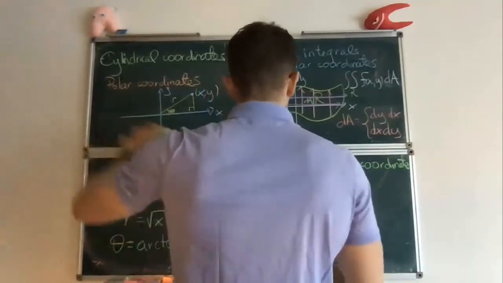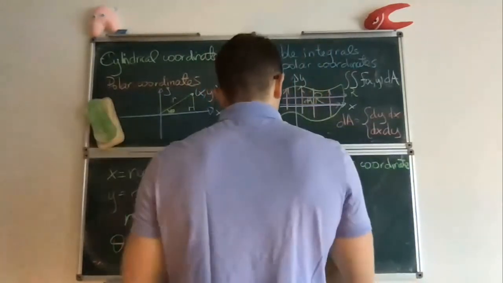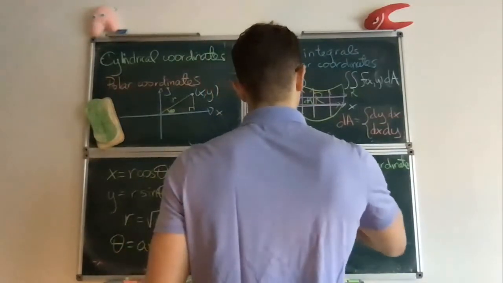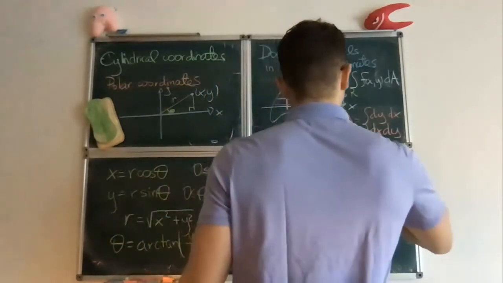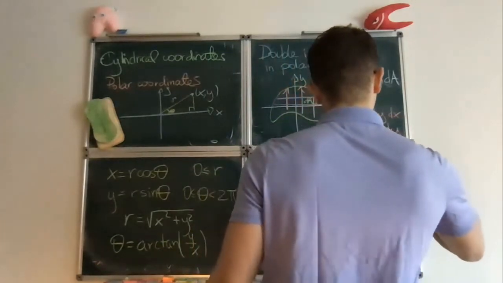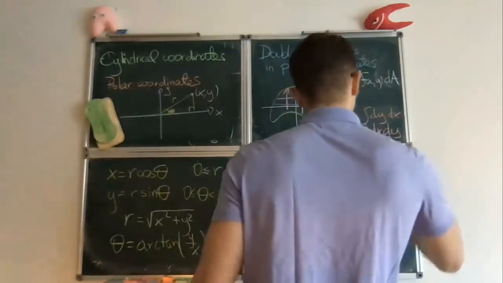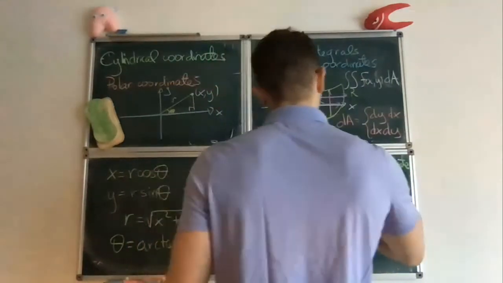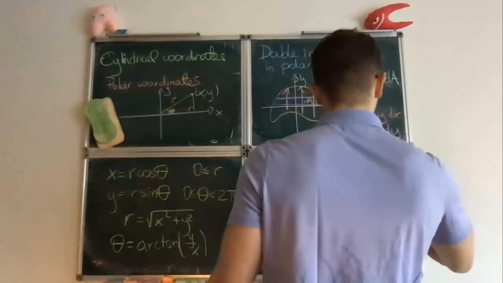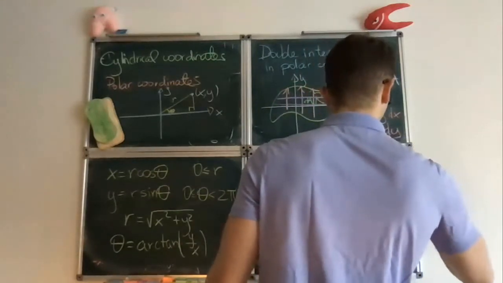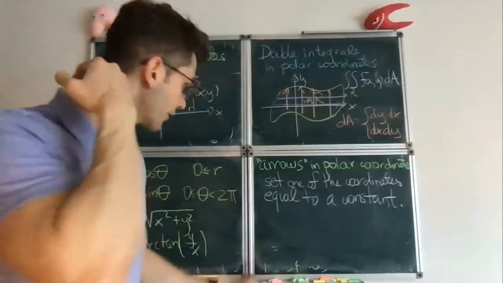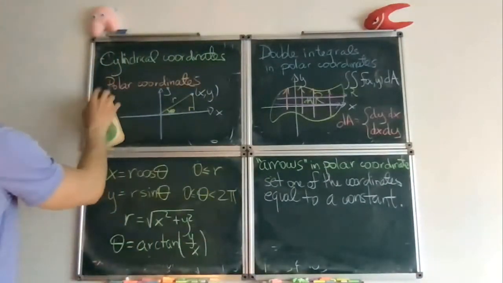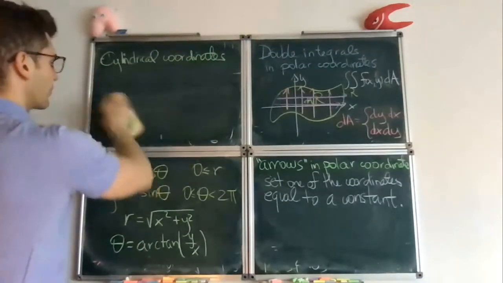Basically, what you have to do is set one of the coordinates equal to a constant. Okay. So what do I mean by that? Let's go back to this point of view of the polar coordinates.